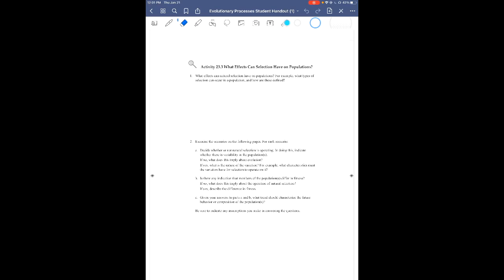Okay, we can go ahead and get started. So today we'll be looking at what effects selections can have on a population. The first question is, what effects can natural selection have on a population? For example, what type of selection can occur in a population and how are they defined? Does anyone have any idea for what effects natural selection can have on a population, or what types of selections there are?